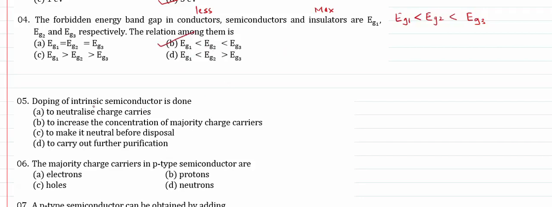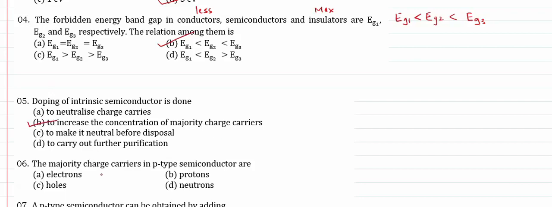Fifth one, doping of intrinsic semiconductor is done to neutralize charge carriers, to increase the concentration of majority charge carriers, to make it neutral, to carry out further purification. As you all know, doping is done to increase the conductivity, means to increase the concentration of majority charge carriers.